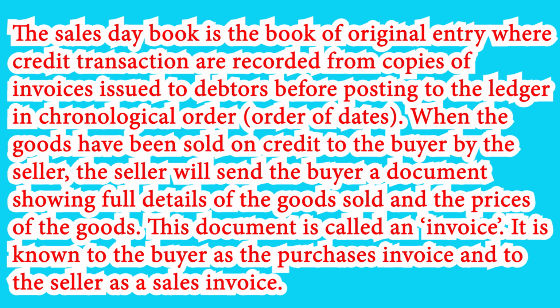When the goods have been sold on credit to the buyer, the seller will send the buyer a document showing full details of the goods sold and the prices of the goods. This document is called an invoice. It is known to the buyer as the purchaser's invoice and to the seller as the sales invoice.